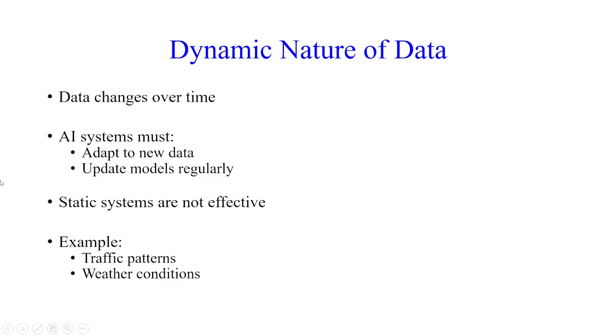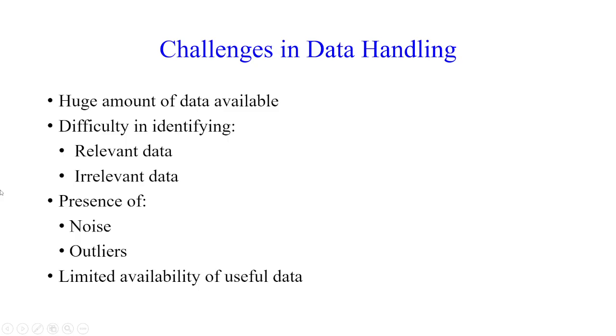The major examples, as I told you, are traffic patterns and weather conditions. Nowadays you cannot easily predict the weather, right? So it's very important that the dynamic nature of the data is considered. That is why model retraining, online learning, and continuous data pipelines are some of the aspects of real world AI deployment.